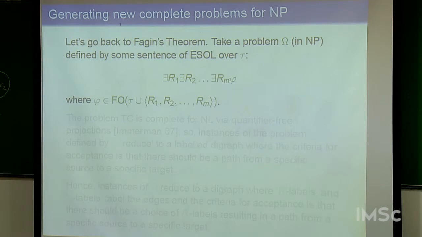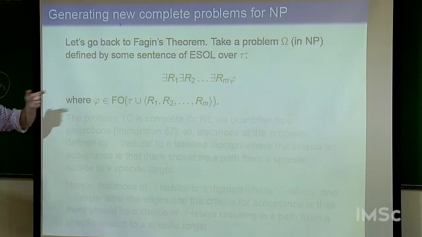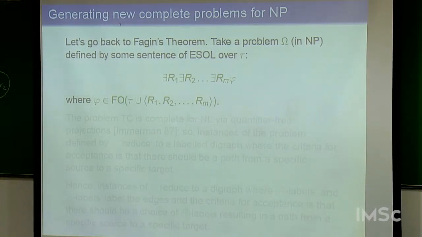So let's have a look at what we might do with these reductions. Let's go back to Fagin's theorem. Any problem in NP can be described by a sentence of this form. We have some new relation symbols of whatever arity, and then a first-order matrix that essentially describes the formula.